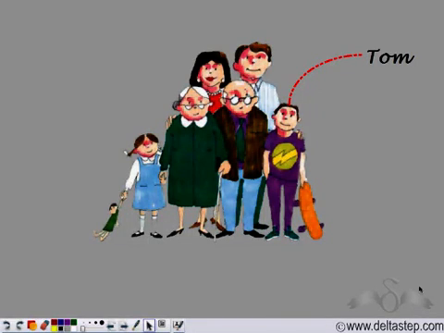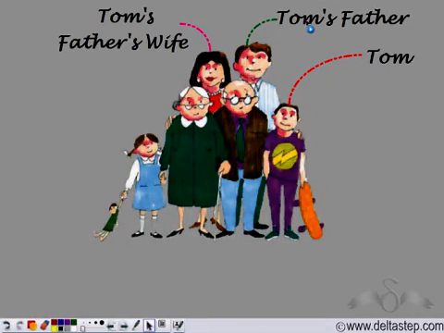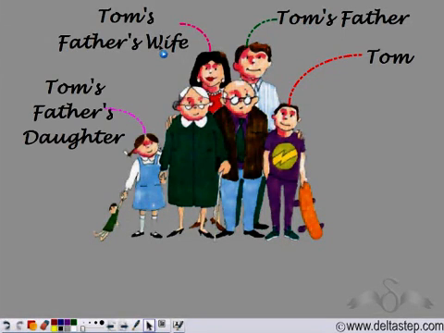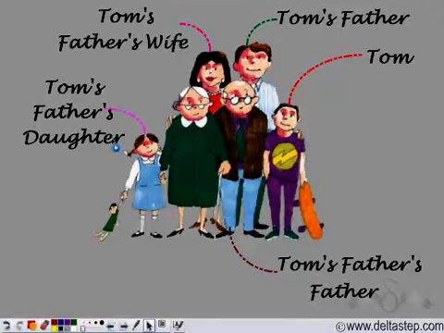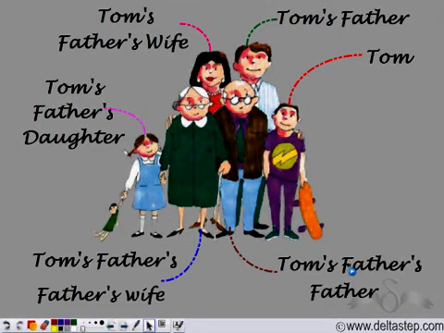This is Tom and his family. So, this is Tom. This is Tom's father. This is Tom's father's wife. This is Tom's father's daughter. This is Tom's father's father. And this is Tom's father's wife.